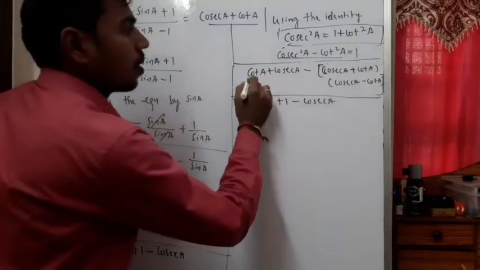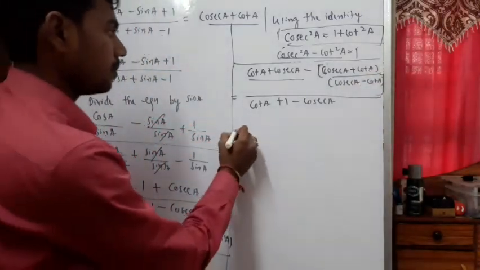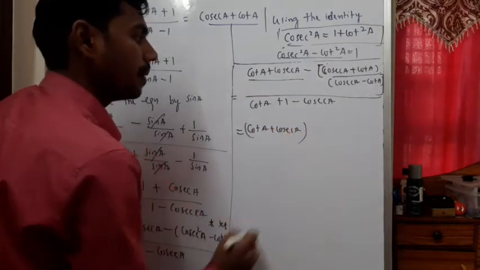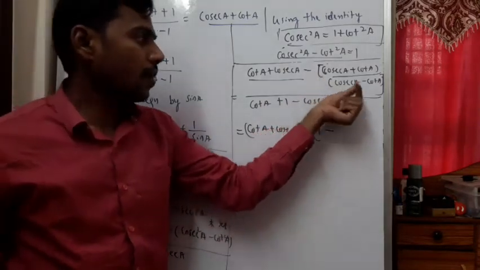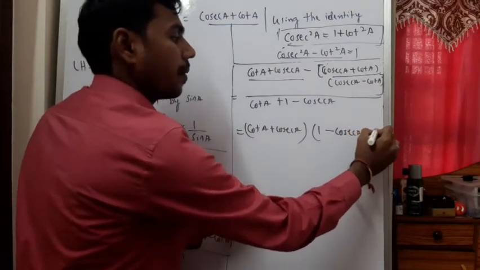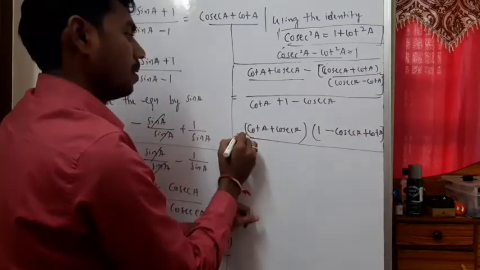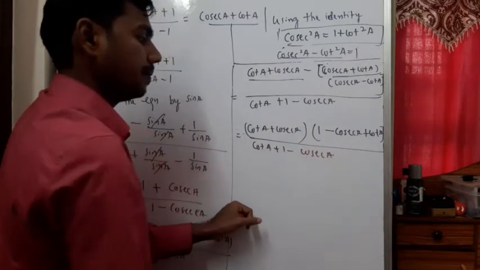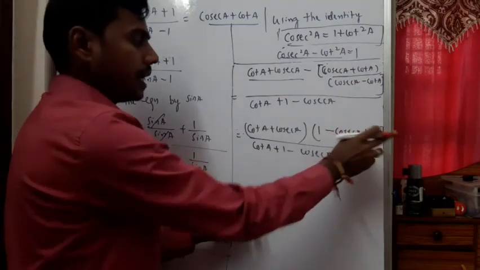Now cot A plus cosecant A, cot A plus cosecant A, that will be the common. Cot A plus cosecant A will be common out. I have taken this as common. Then what is left? 1 minus, this minus, if I operate, this will become minus cosecant A. Minus into minus plus cot A. Fine. Divided by cot A plus 1 minus cosecant A. Fine. Cot A minus cosecant A plus 1. 1 minus cosecant A plus cot A.